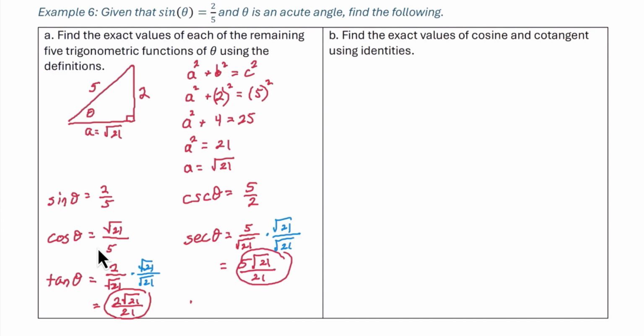And finally, cotangent theta. Remember, that's just the reciprocal of tangent. And I'm going to use the original that we had so we don't have to deal with the square root and rationalizing. So we'll just get the square root of 21 over 2.